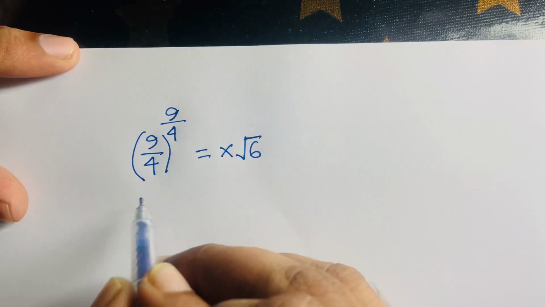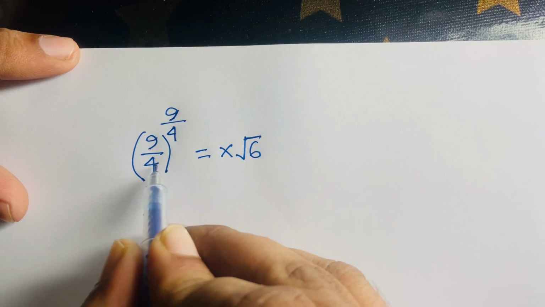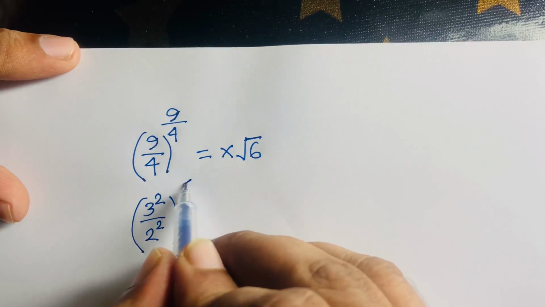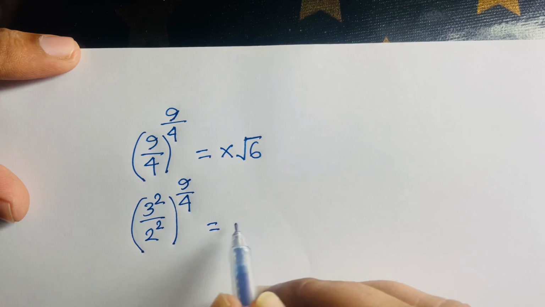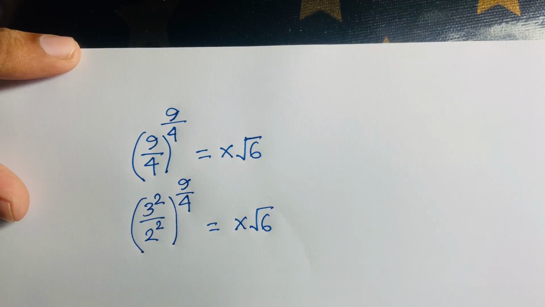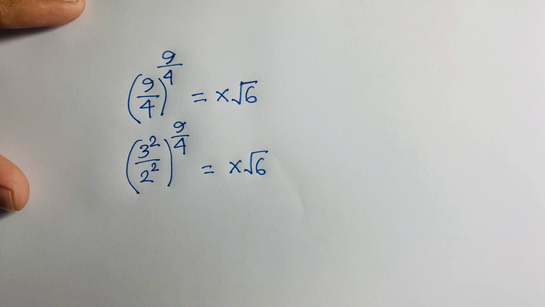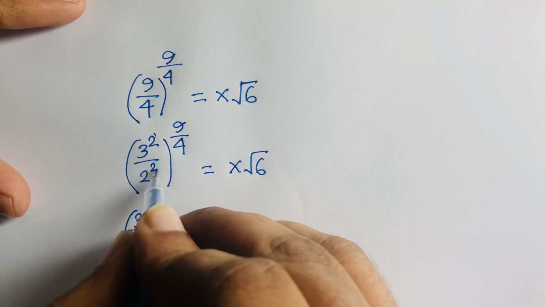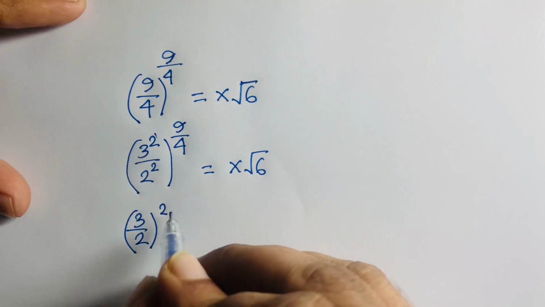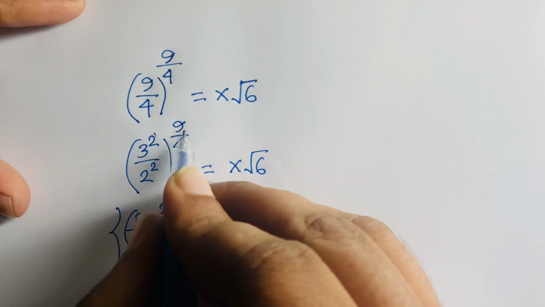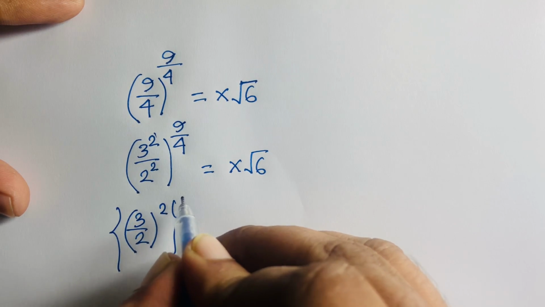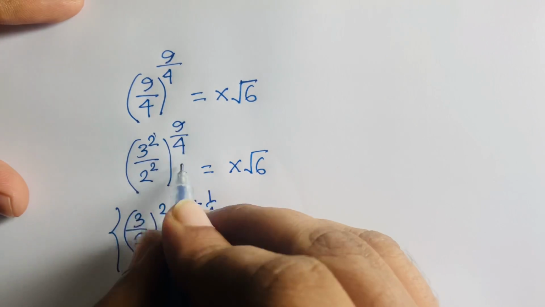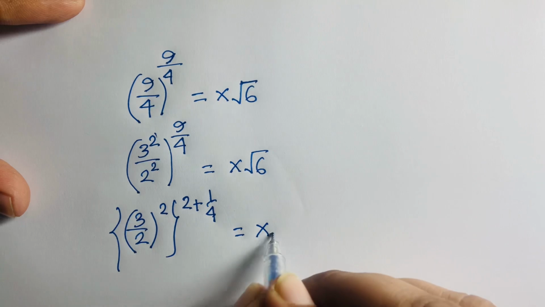Here 9 is 3 squared, and 4 is 2 squared, so we have (3/2)^2 all raised to the power 9/4, equal to x√6. Then this equation becomes, easily, (3/2) to the power 2 by exponential rules, and the whole to the power 9/4, which is 2 plus 1/4, is equal to x√6.